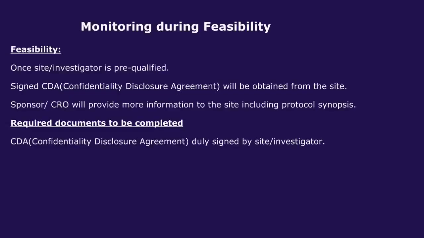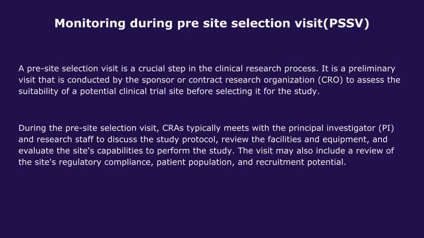Monitoring during feasibility. During the feasibility stage, once the site or investigator is pre-qualified, a signed CDA, confidentiality disclosure agreement, will be obtained from the site. The sponsor or CRO will provide more information to the site, including the protocol synopsis. The required document to be completed at this stage is the CDA, confidentiality disclosure agreement, duly signed by the site or investigator. Monitoring during pre-site selection visit.